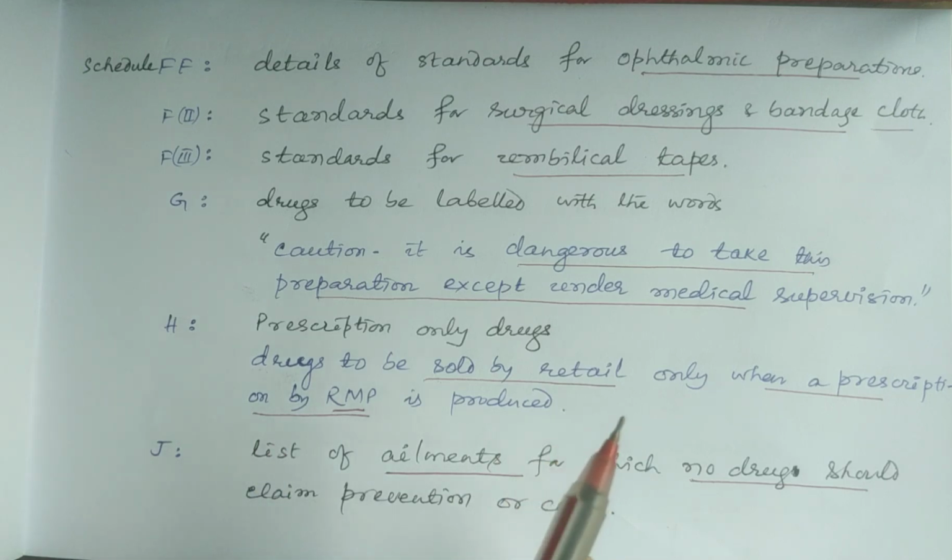Schedule I is not there. Then we will go for Schedule J, which gives the list of ailments or diseases for which no drug should claim prevention or cure. Because these diseases which are coming under Schedule J cannot be cured or prevented, and if somebody is claiming, then he or she is punishable. So it deals with the list of ailments for which no drug should claim prevention or cure.